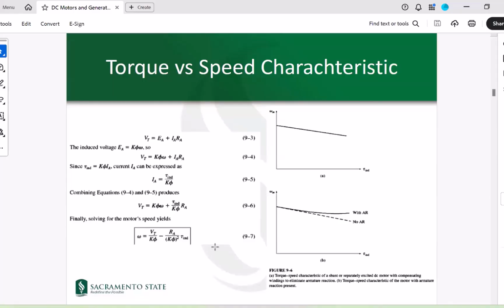But if you have armature reaction, which depends on how much current is flowing in your armature, the more current flows in your armature, the more armature reaction you would have. Its impact is to reduce phi. If phi is reduced, you can see that this gets bigger, as well as this with a square factor. Therefore, you see that deviation from the line with armature reaction. Because these two get bigger as phi gets smaller, their impact is to reduce the decreasing slope of omega, if that makes sense.